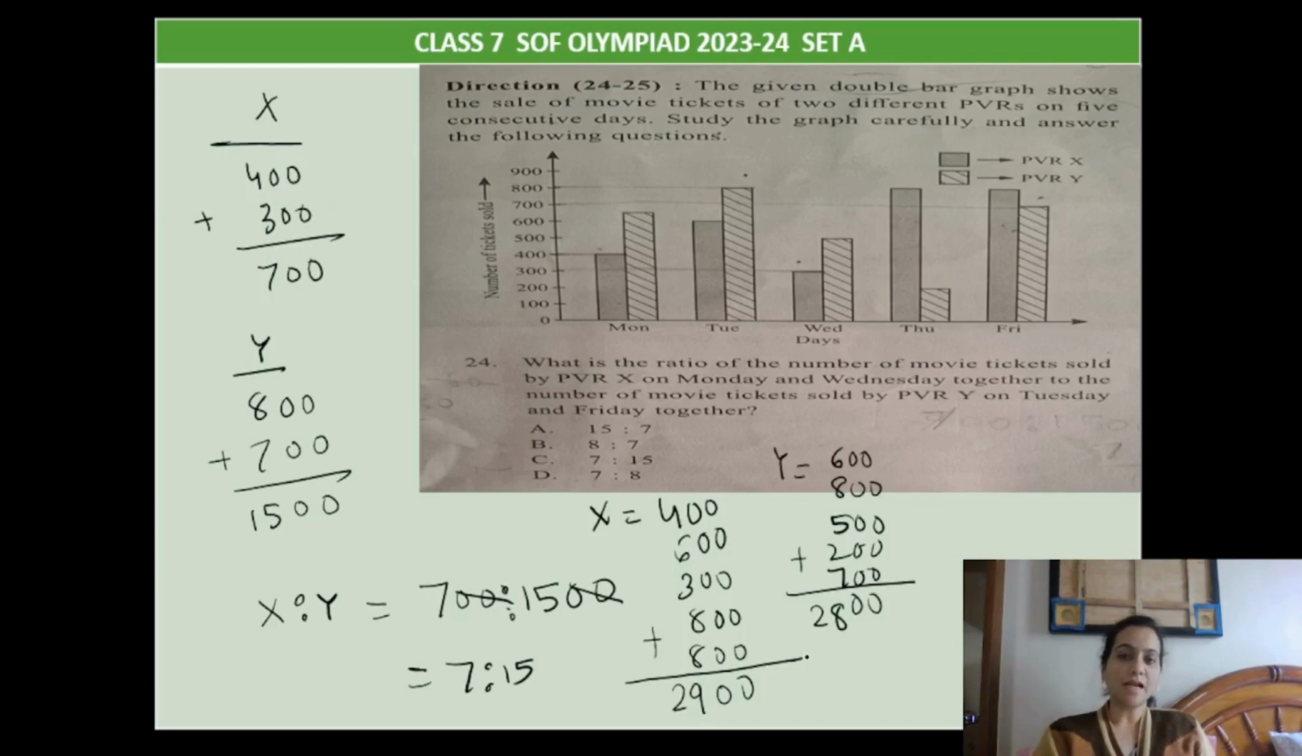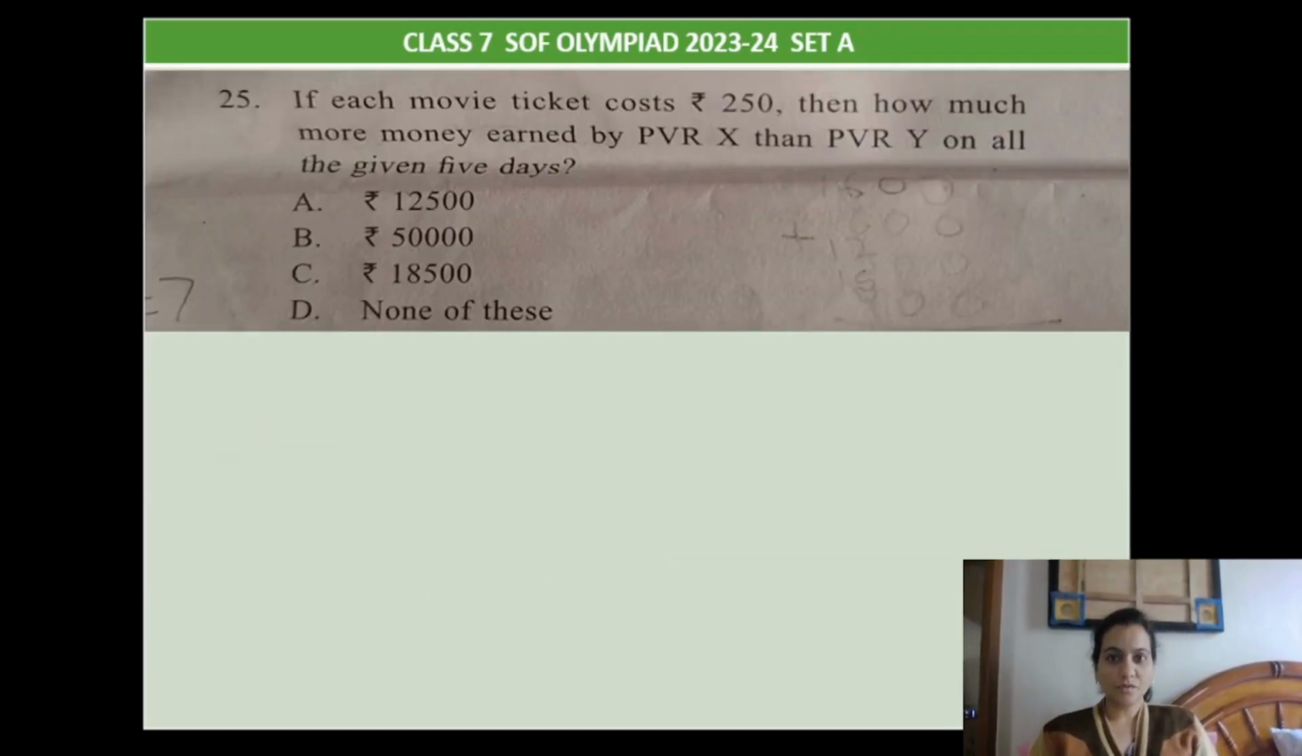Okay, so for X and Y we have calculated the total number of tickets sold for the weekdays. So 2900 and 2800 respectively. Now let's calculate the cost, we have to multiply. So 2900 into 250 we need to find, or better still, we will find the difference in the tickets. X minus Y we will do. X minus Y is how much? 2900 minus 2800, that is 100 tickets difference.